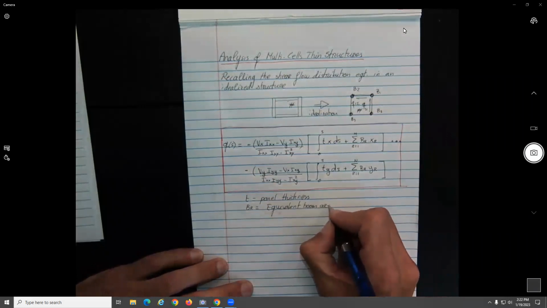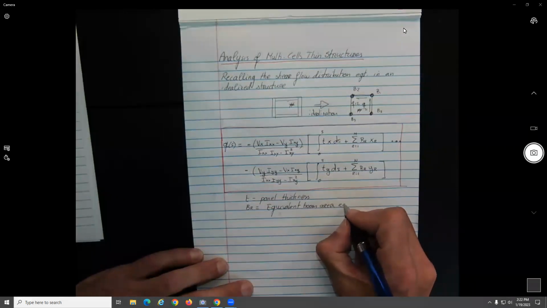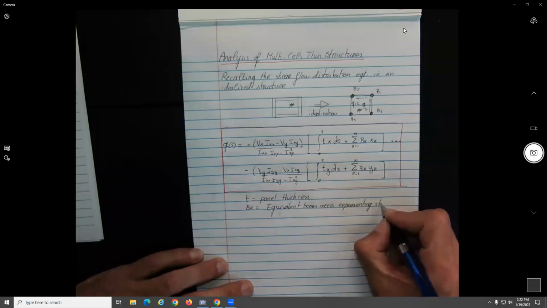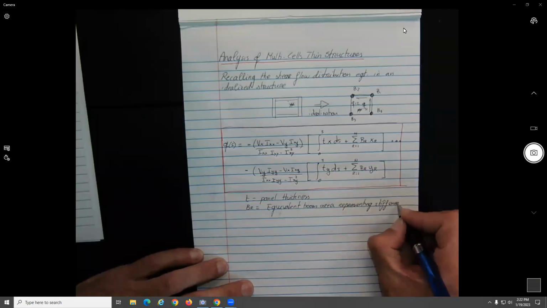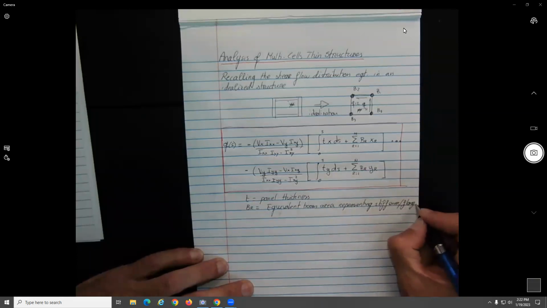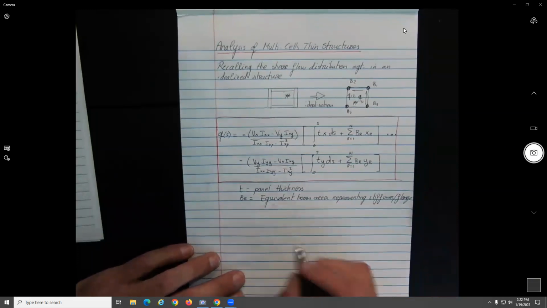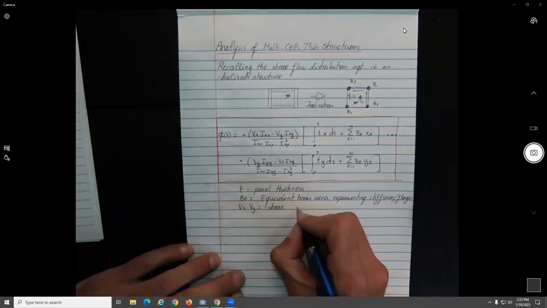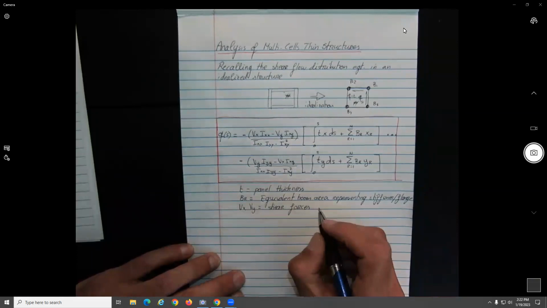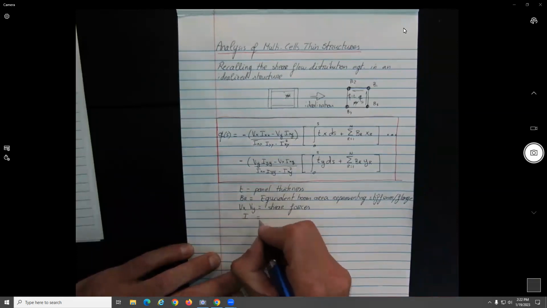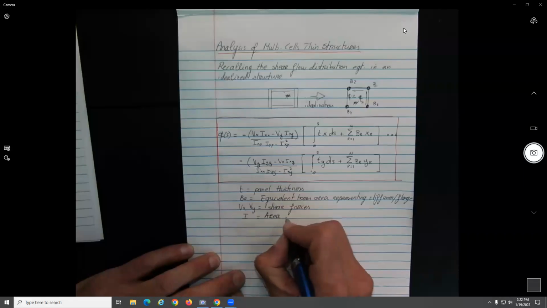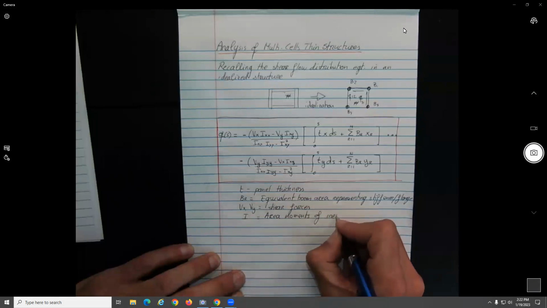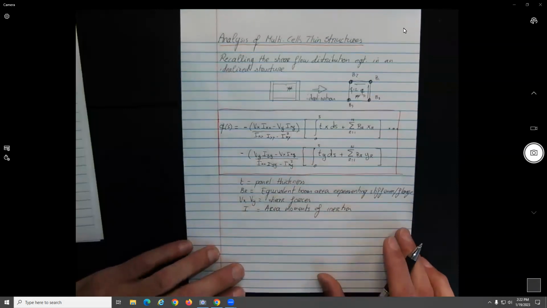This is the British term representing stiffeners or flange. V sub x, V sub y would be the shear forces. And the I's are the area moments of inertia.